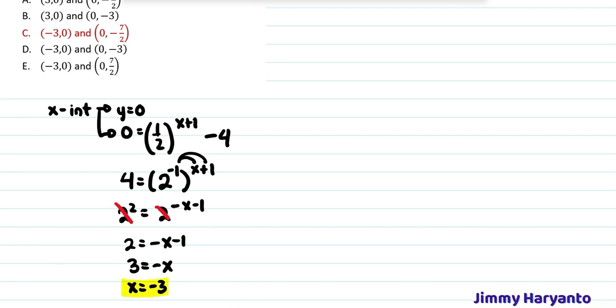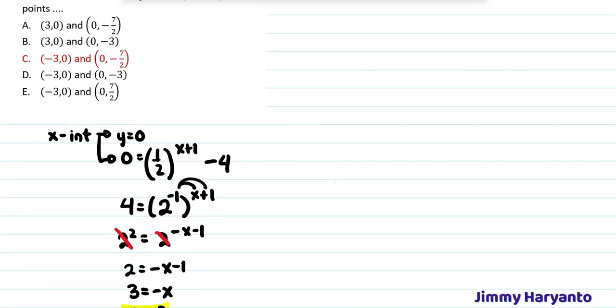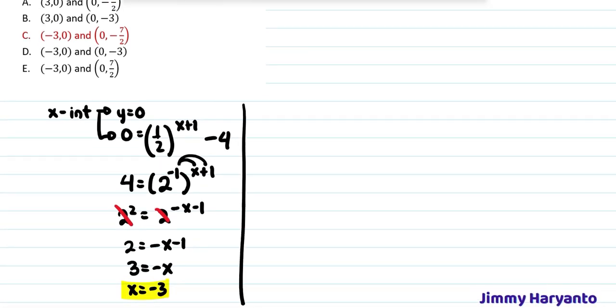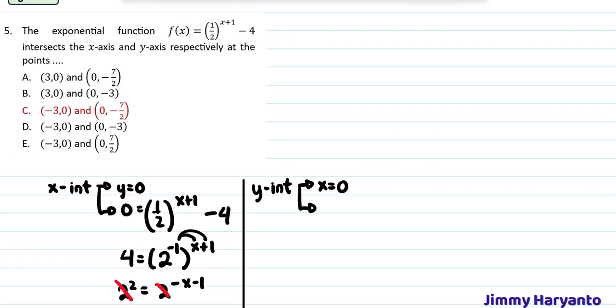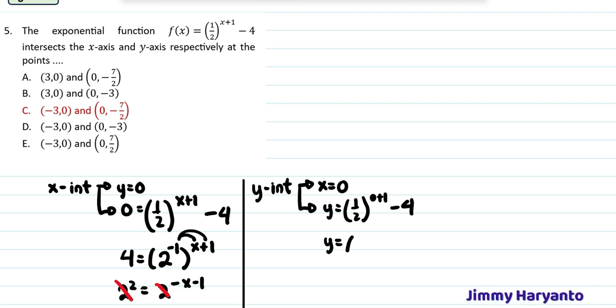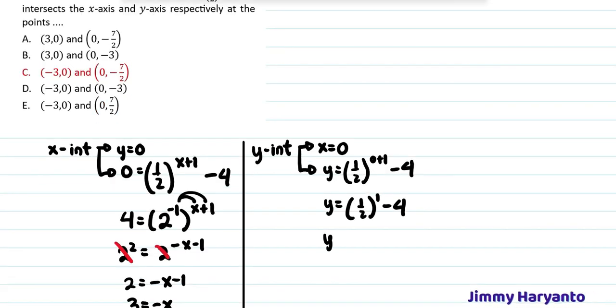There you go. Okay, next is the y-intercept. For the y-intercept, you have to make x equal to 0. That means y equals half to the power of 0 plus 1, and then minus 4. This one is half to the power of 1 minus 4. So you'll have negative 3.5. It means the answer is C.